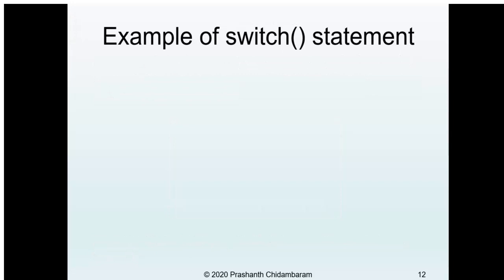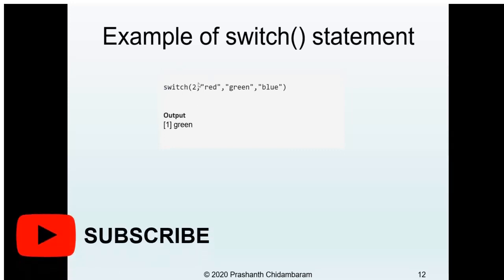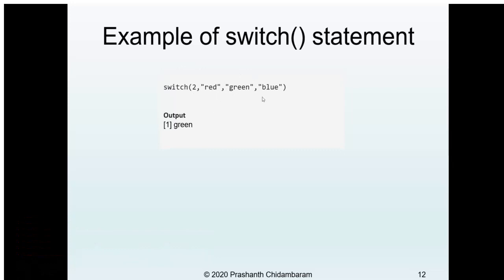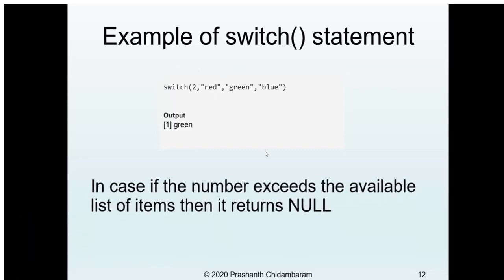So let's look at an example. Switch 2, and then the list contains red, green, and blue. So when I type 2 here, it picks the second element from this list, which is green. In case the number exceeds the available list of items, then it returns null. So for instance, if I used switch 4, red, green, and blue, then we have no matching item for number 4 in the list, so it will return null.